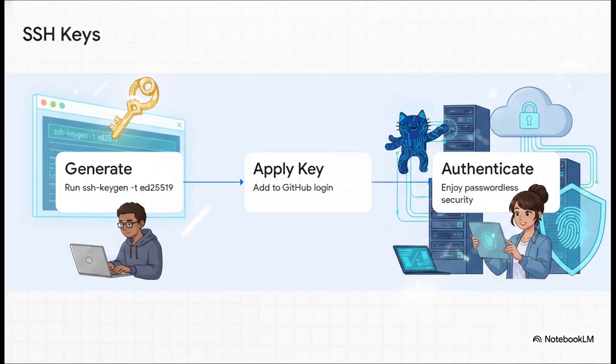Let's upgrade your authentication security right now. Pop open your terminal and run the command ssh-keygen -t ed25519. This generates a modern, highly secure cryptographic key. You then take the public half of that key and drop it into your GitHub or server settings. Boom. You now have passwordless, incredibly secure authentication for all your future code pushes and server logins.